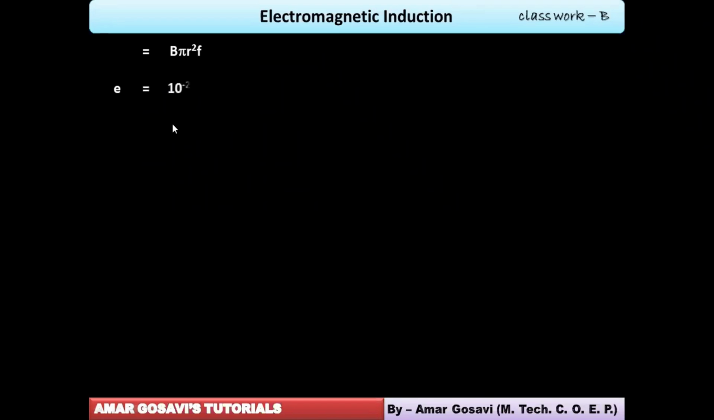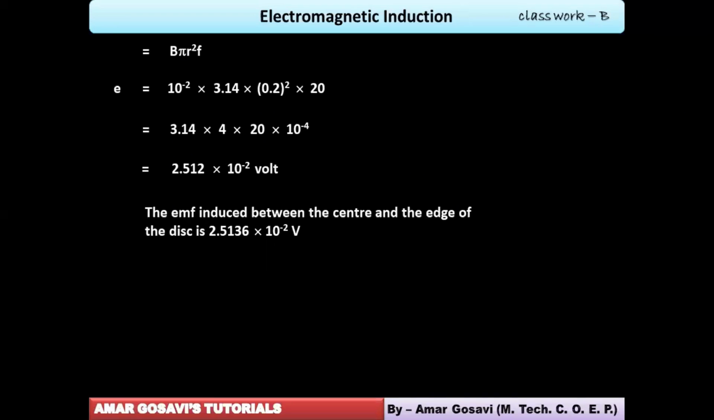So we know the value for B, 10 raised to minus 2. The value for frequency is 20. Radius is given to you. So when you substitute all these values, you ultimately get the EMF induced between the center and the edge of the disc as 2.5136 into 10 raised to minus 2 volt.